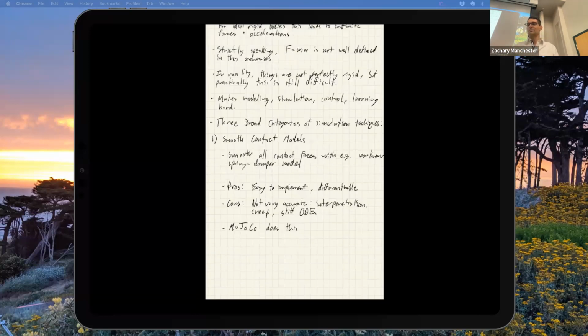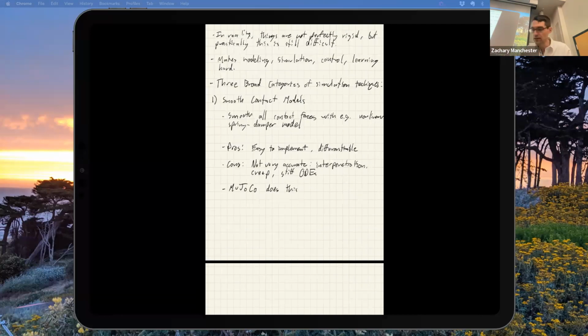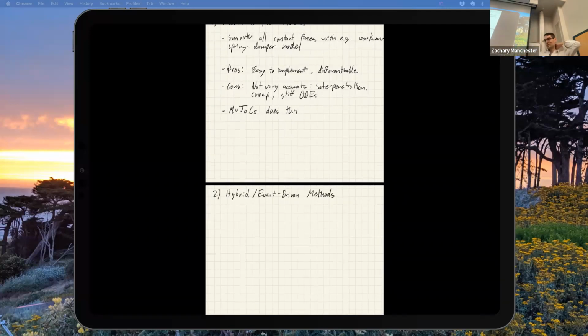Smooth contact models. Any questions about that? Okay, so that's one. The next one, also super common in engineering, is hybrid or event-driven methods. These methods basically embrace the discontinuities.